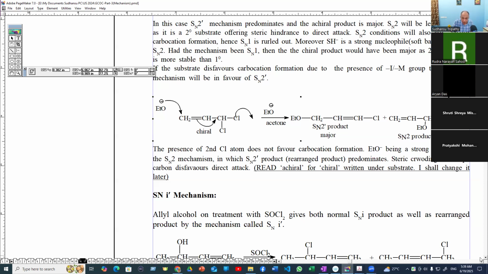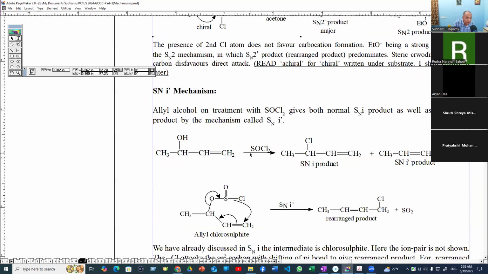Now, similarly, SNi dash is also possible using thionyl chloride, if there is an allylic OH. Although it is not a halide, it is an alcohol, but an allyl alcohol with a substitution here. So had there been no allyl, there would be retention of configuration here. This is a chiral center. But since it is an allyl, carbocation will be formed here. No, there is no carbocation formation in SNi, but you see the rearranged product will be there.